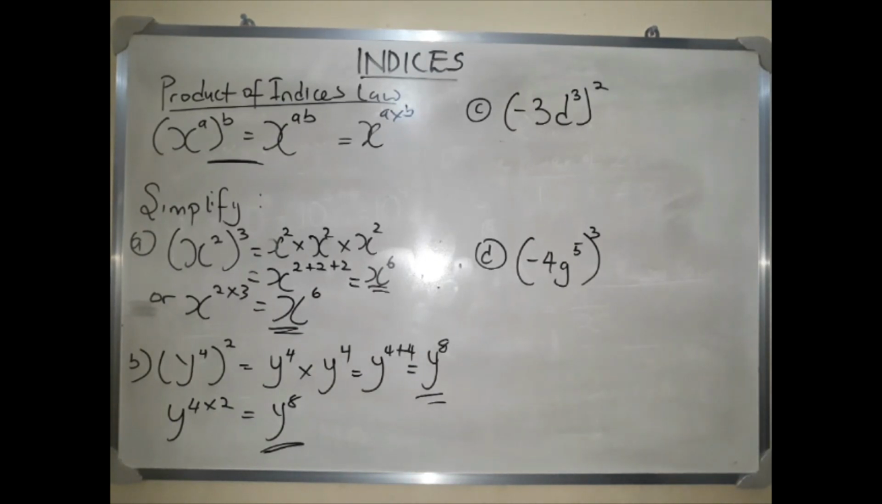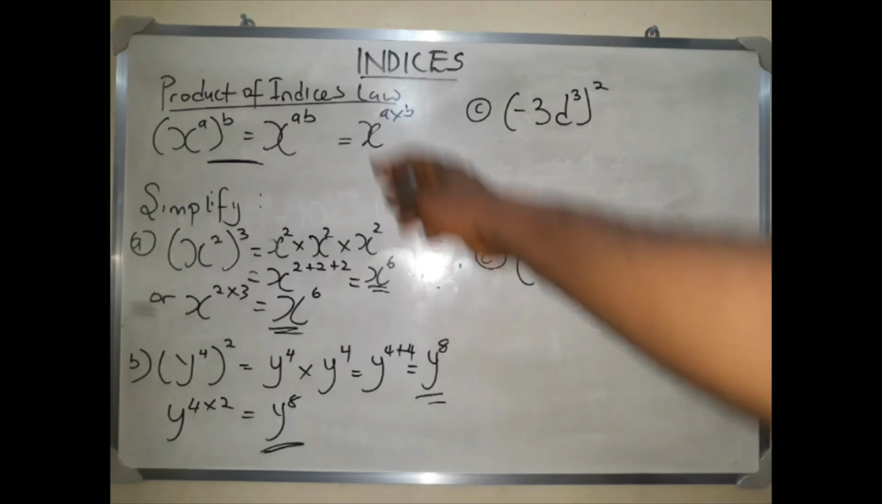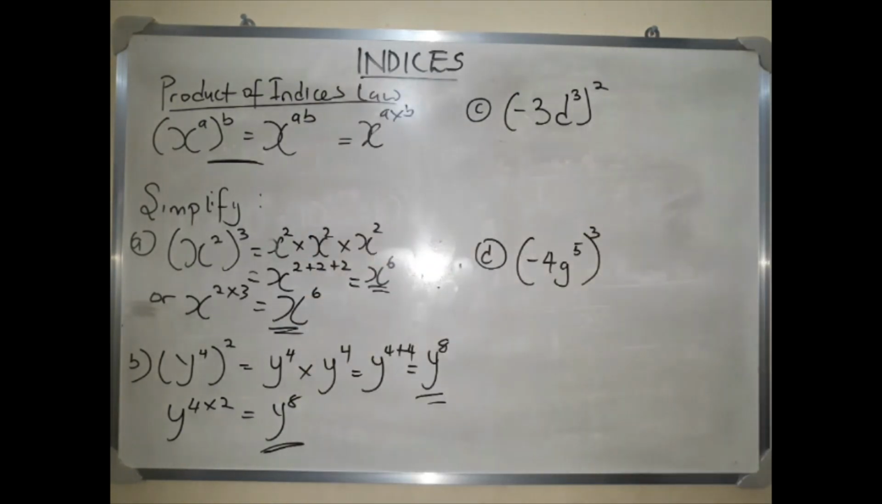Now, in both of these examples, the final index is the product of the given indices, which is what we have here. Now, let us also note that the power outside the bracket raises everything inside the bracket to that power. So this is a very important point. So please let us note this, that the power outside the bracket raises everything inside the bracket to that power.